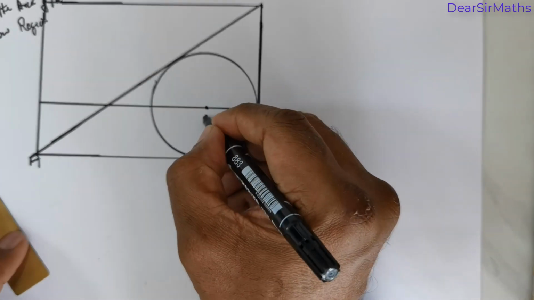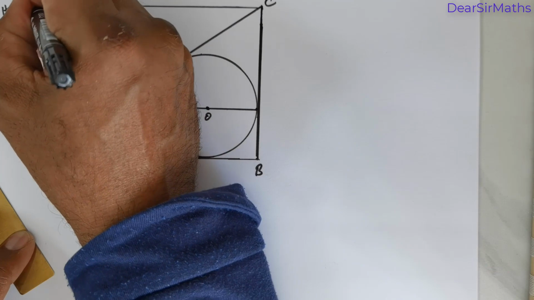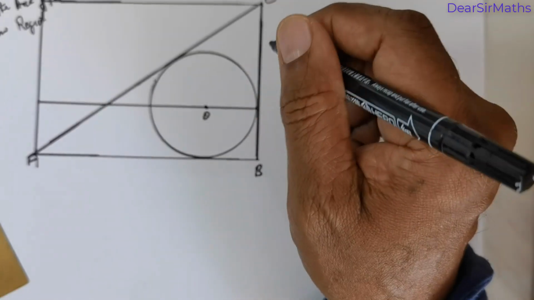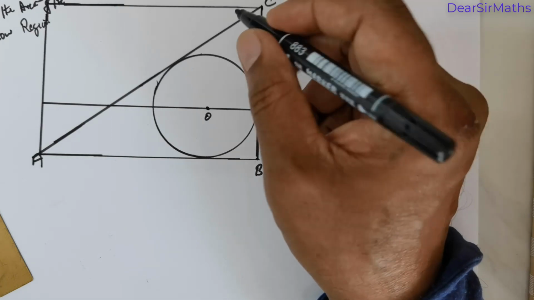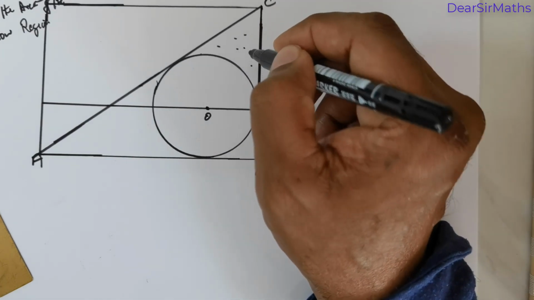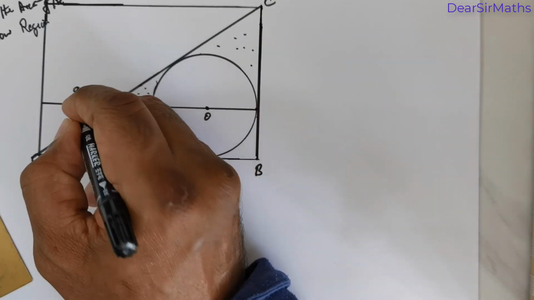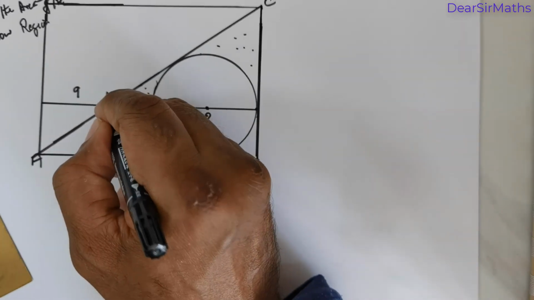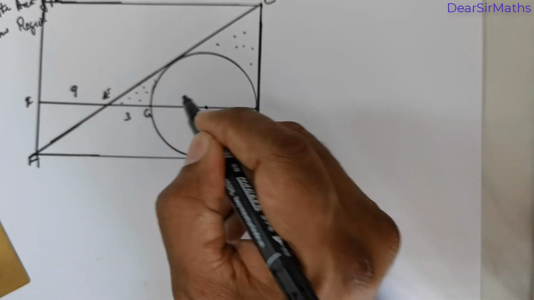Let me name this as O, P, C and D, and we're expected to find the area of this region. This is given to be 9 units, this is given to be 3 units. I'm going to take this as E, F, this point is G.